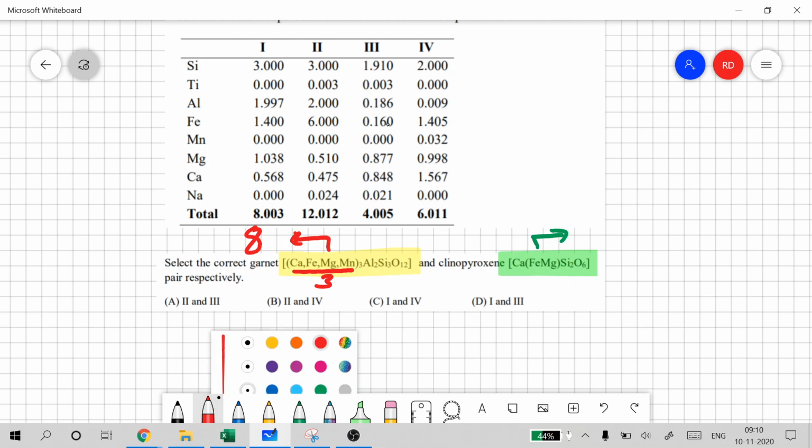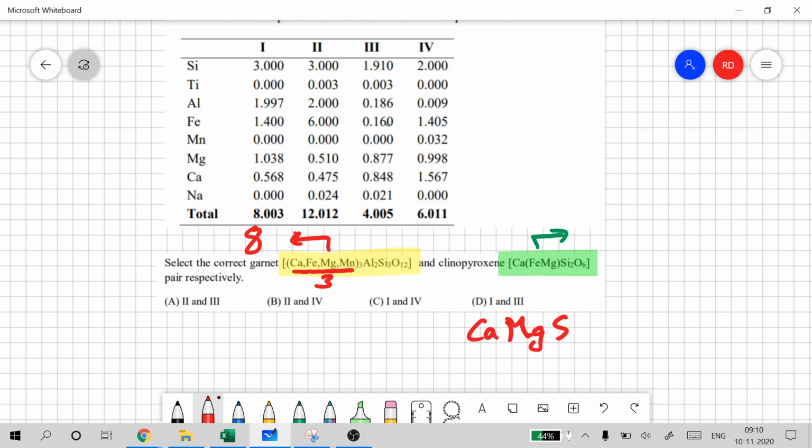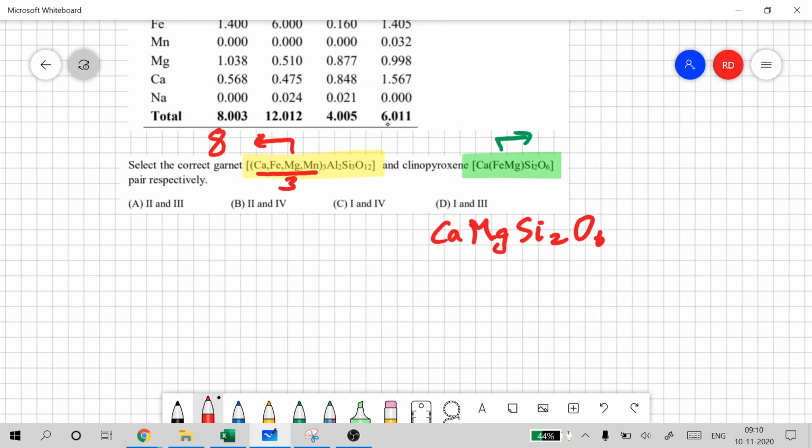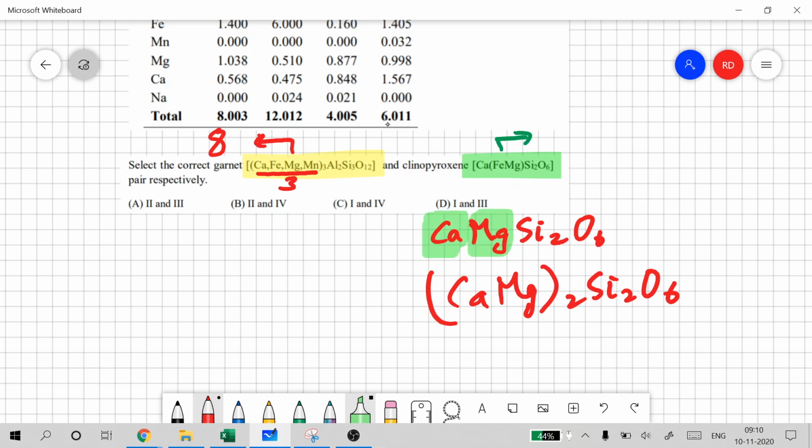For example, in the previous one, Ca, Mg, Si2O6, this is what we write. We can also write it as Ca(Mg)2 Si2O6 if these ratios are not fixed. Usually when these ratios are not fixed, this is what we write, where Ca and Mg together will form 2. If Ca is 0.4, then Mg has to be 1.6. So this is why.